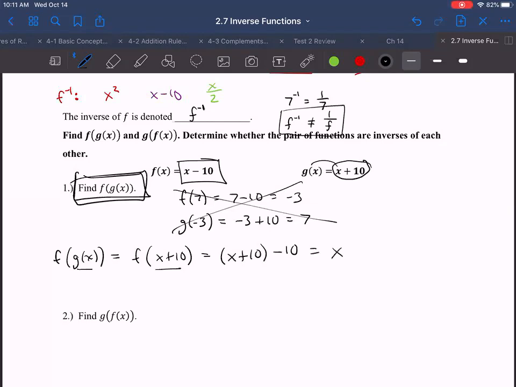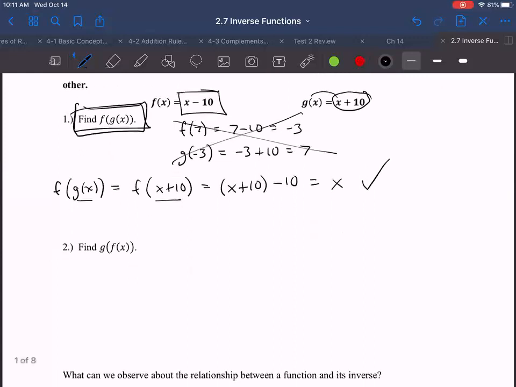And so by doing that, we got just x. That means that no matter what value for x we used, any number we pick, we're going to end up right back where we started with whatever it had. And therefore, those are inverses of each other.